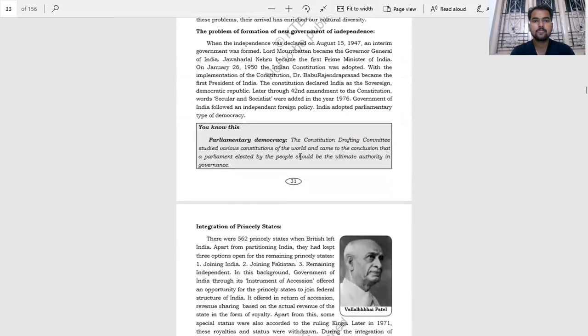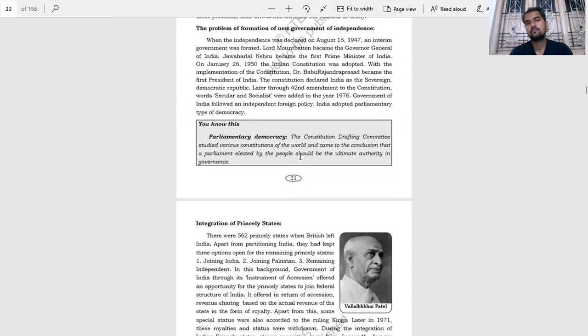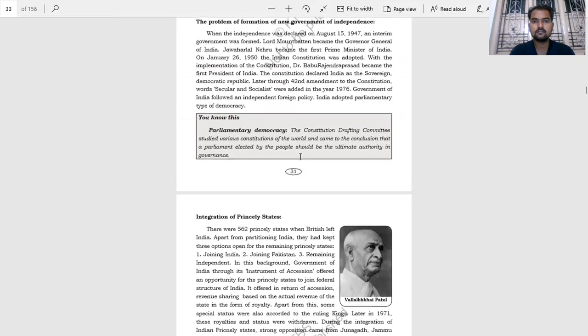Then the problem of the formation of the new Indian government. When we got freedom from the Britishers, we had to form the government, right? We had to select the prime minister, the deputy prime minister, the home minister, and the council of ministers.